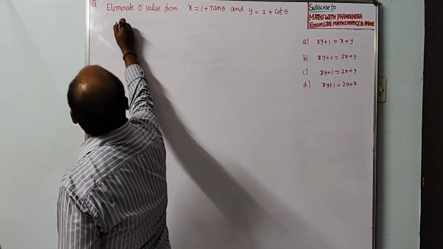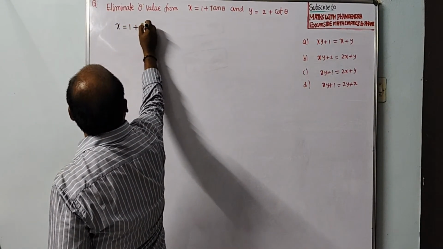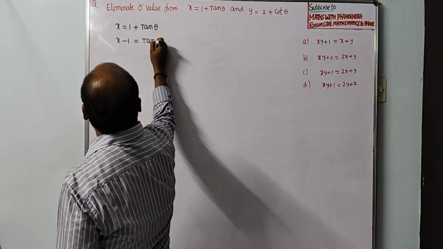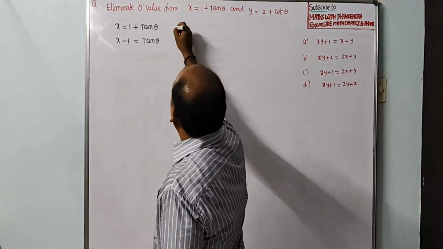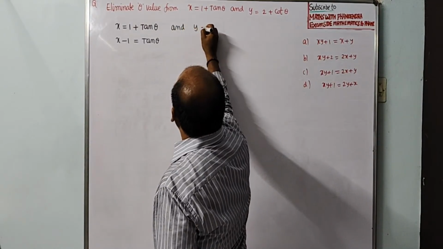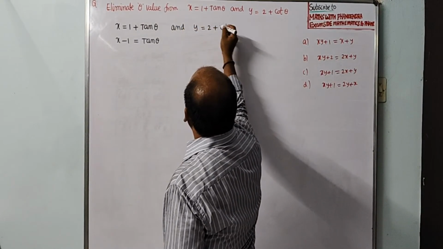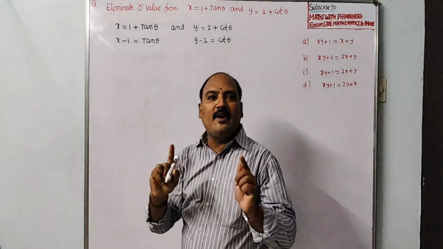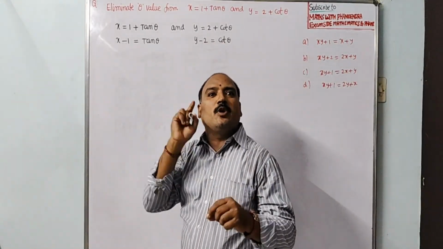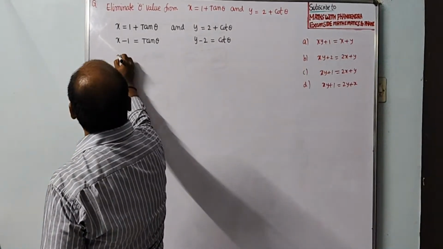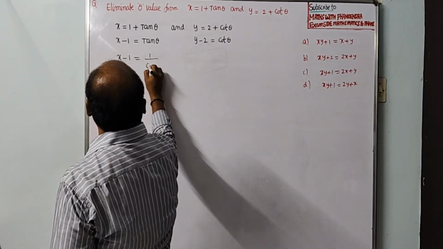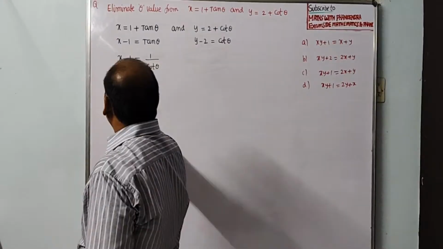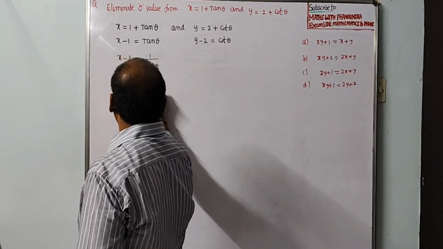So what are the given equations? X equal to 1 plus tan theta. So x minus 1 equal to tan theta, bringing 1 to this side. And y equal to 2 plus cot theta. Bringing 2 to this side, y minus 2 equal to cot theta. The relation between tan theta and cot theta is they are reciprocal to each other. So x minus 1 is equal to 1 by cot theta. So cot theta value is y minus 2, substitute in this. X minus 1 is equal to 1 by y minus 2.